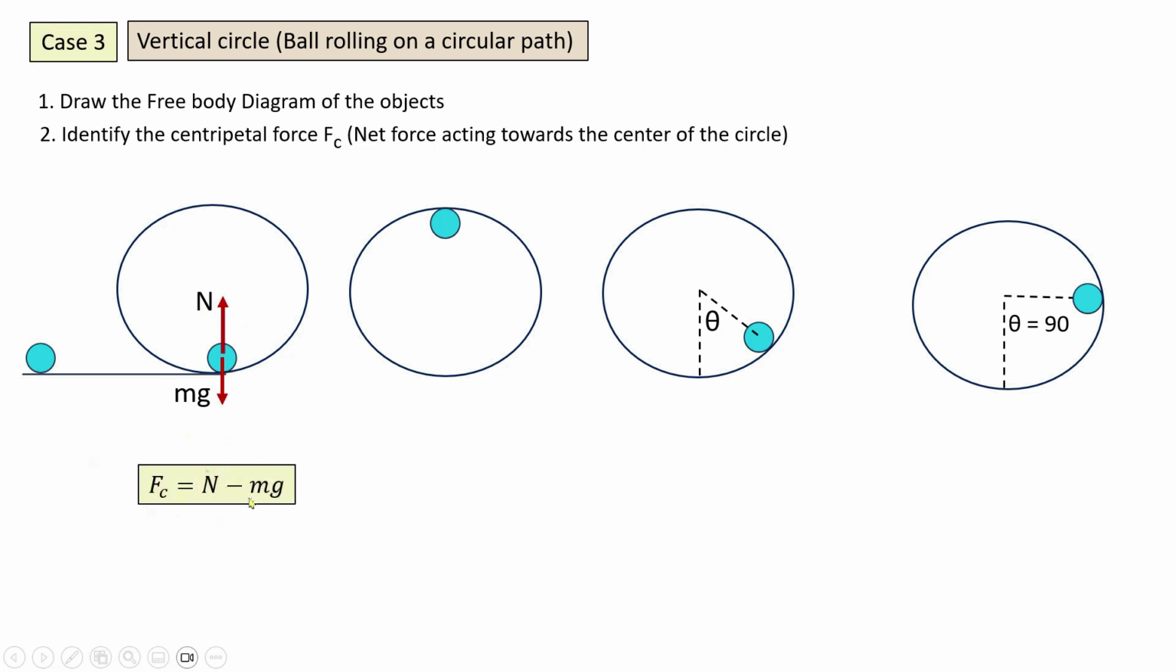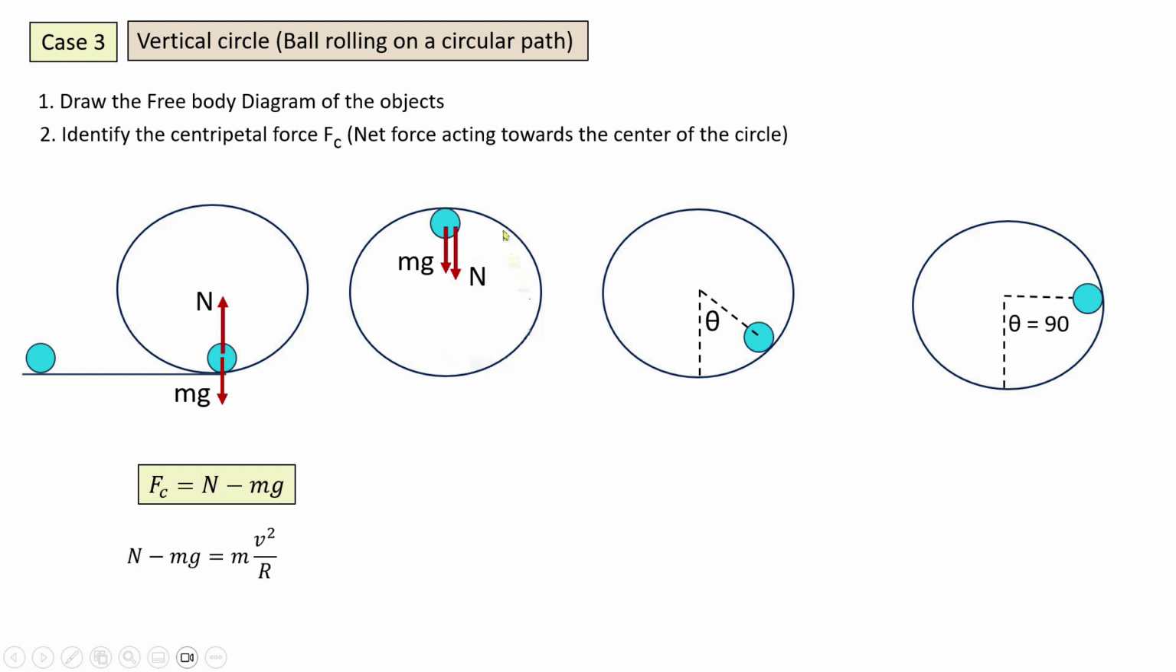So the net force will be N minus mg, which is our centripetal force, which can be written as mv squared by r. Now coming to case number 2, let's say the ball reaches the topmost point. Here, if you draw the free body diagram, mg is always downwards, and the direction of normal reaction will also be downwards. And why is the normal reaction downwards?